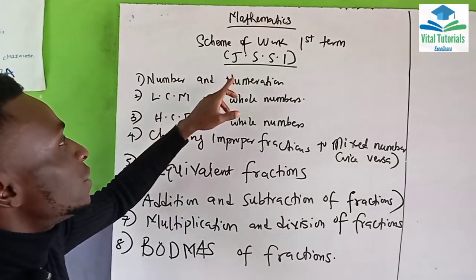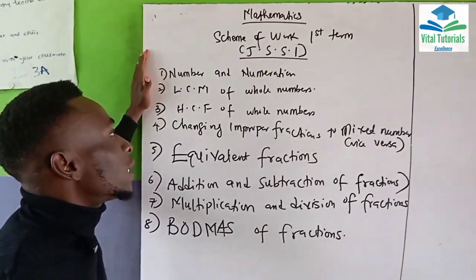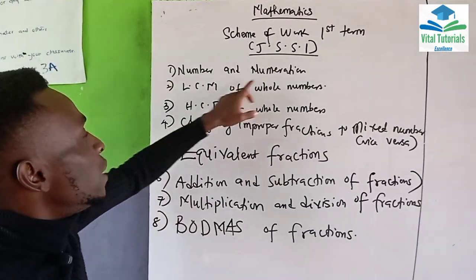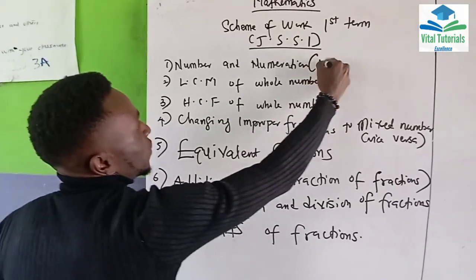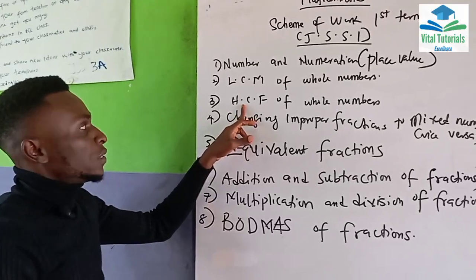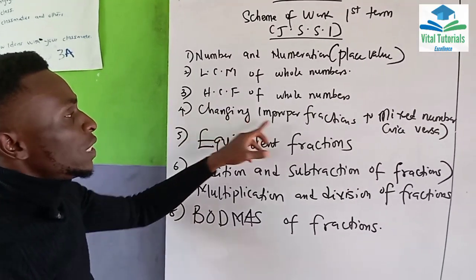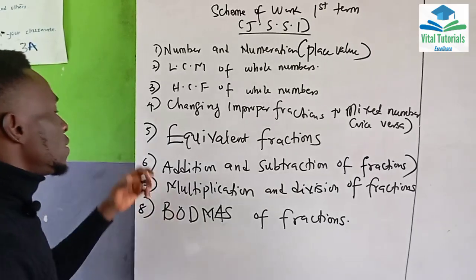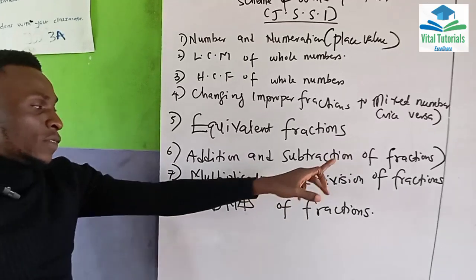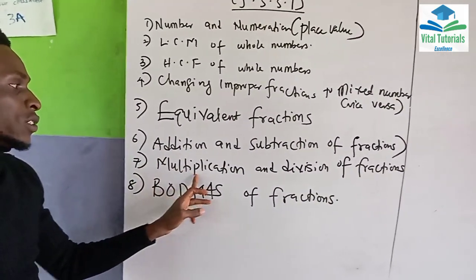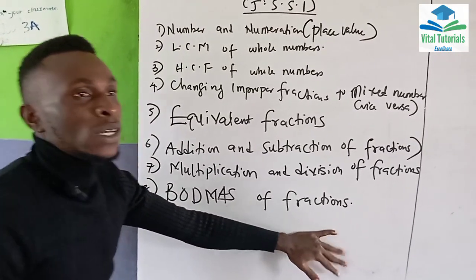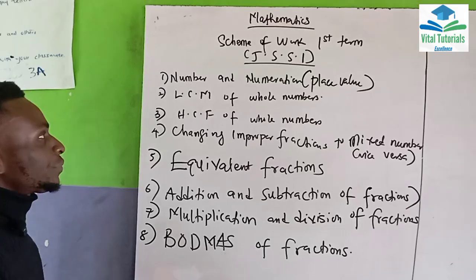Now, for just one first term, this is the scheme of work for the federal government, which is almost the same for the whole country. You have number one here: numeration, where you also have the place value. Then number two, LCM of whole numbers. Number three is HCF of whole numbers. Number four, changing improper fractions to mixed numbers and back. Number five, you have equivalent fractions. Number six is addition and subtraction of fractions. Number seven is multiplication and division of fractions. The last one is word problems on fractions. I see that basically this term's work in JSS1 will be mostly about fractions.